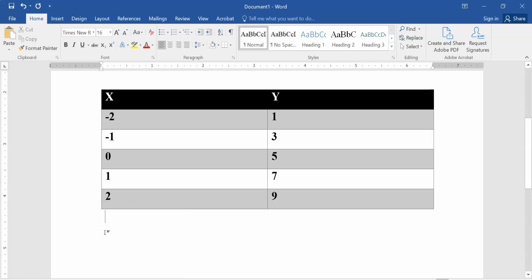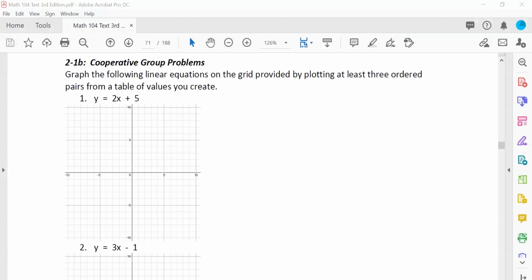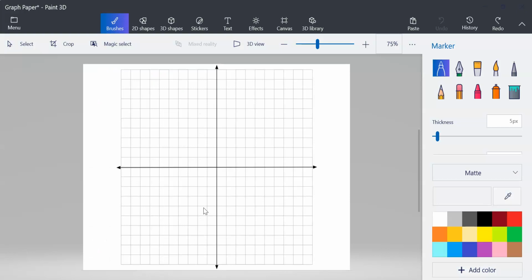So there we go. We got 5 ordered pairs. Now that we have that, we can go and graph. On this paper, you would just use this graph here, and you'd plot those points, and then you'd make a line. I'm going to do that on this Microsoft Paint thing.